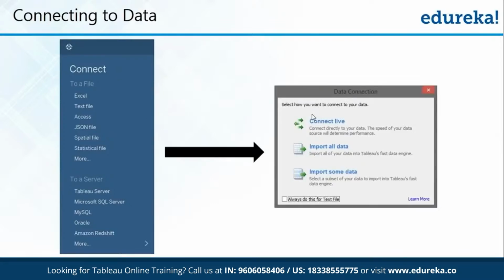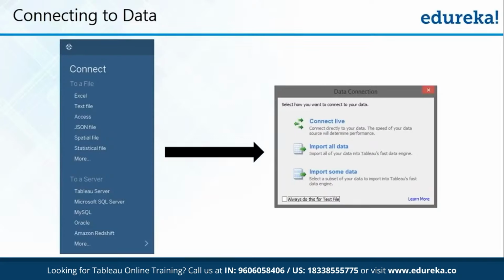And there are different ways to connect to your data. So you can select how you want to connect with your data. You can connect live. It means connecting directly to your data, and the speed of your data source will determine the performance. You can import all the data into Tableau's data engine, or you can import only some of the data, the fields or parameters that you might need in order to make your visualizations. So you can choose from any of these 3 options. The second 2 options can also be called an in-memory connection.